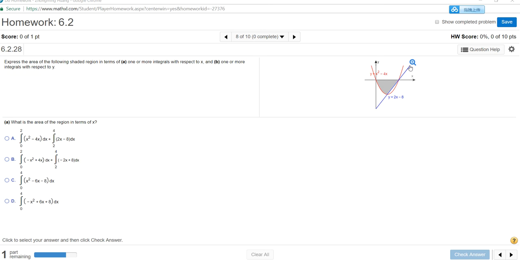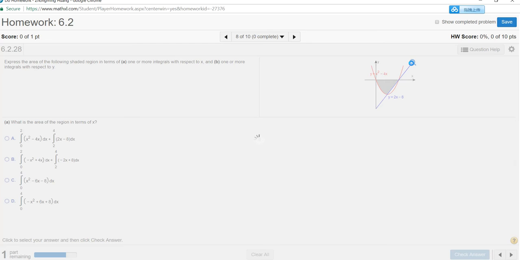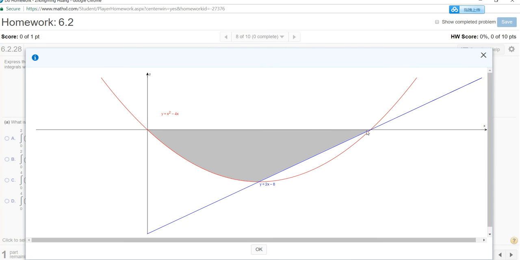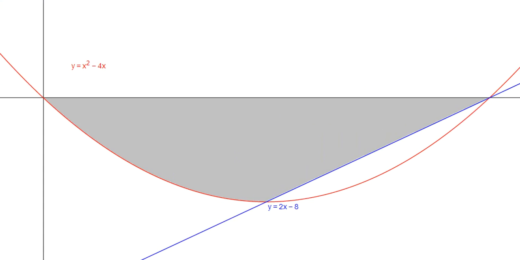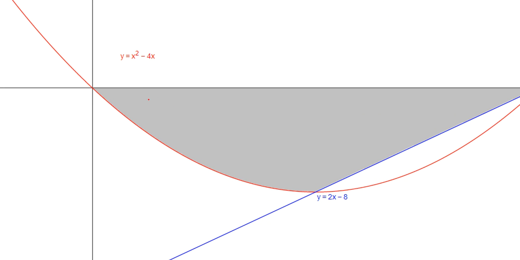Let's take a look at this problem. We need to set up integrals for the shaded area. And part A is to set up the integral with respect to x. In other words, when you slice it, you want to slice the region vertically, right?